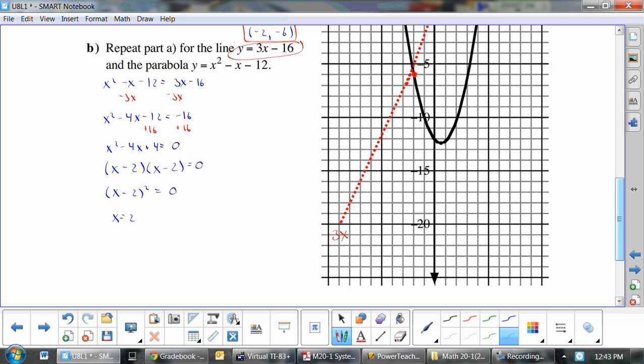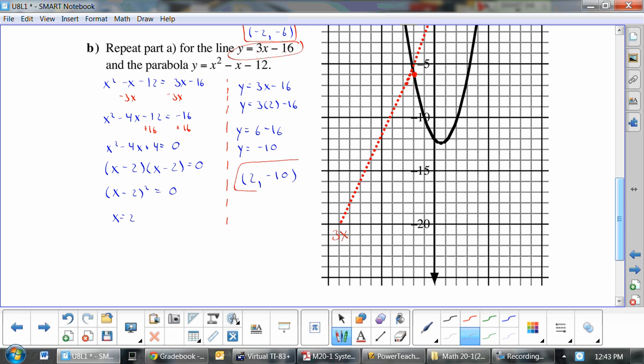And we can go ahead and put that right into one of our equations. So I'm going to put it into the linear one, just because I find it's a little bit easier. So that's that one. And y is equal to 3 times 2 minus 16. Okay. So the point we get is 2 and -10.